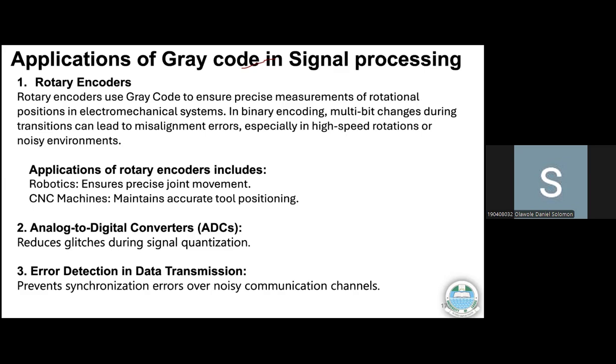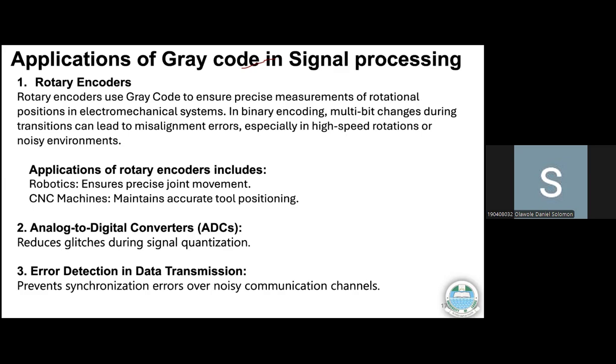When different bits are changing at a time, glitches will occur in the system that is monitoring the changes. So to avoid those errors, it is better to use gray code, where only one bit changes. Another example is error detection in transmission. All in all, it prevents synchronization errors over noisy communication channels.